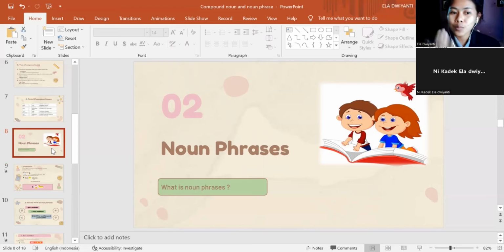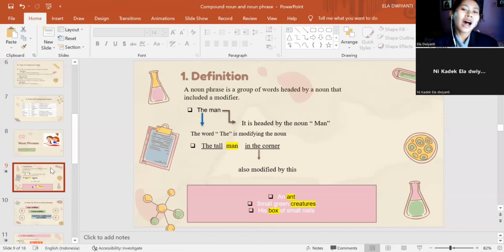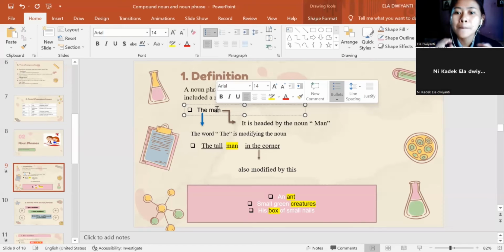The second topic is the noun phrase. What is a noun phrase? A noun phrase is a group of words headed by a noun that includes a modifier. For example, the man. Headed by the noun man, and the word the is modifying the noun. Well, the noun phrase is headed by the noun man and modified by the, right?